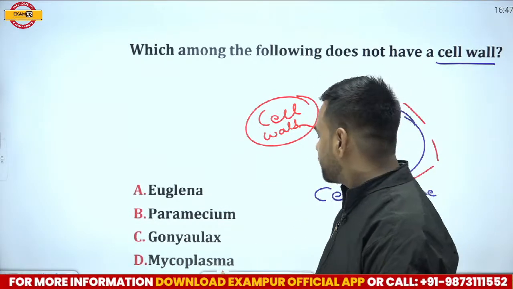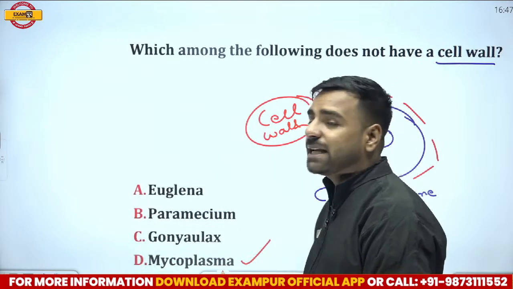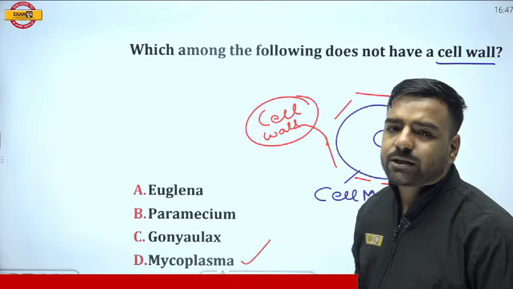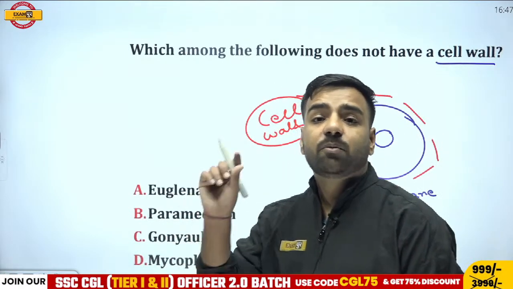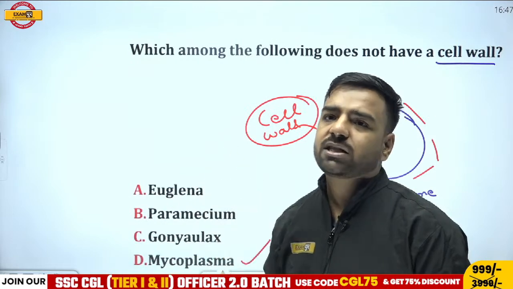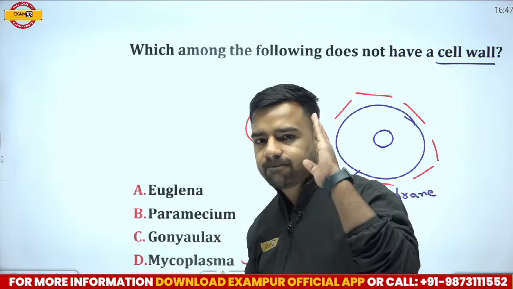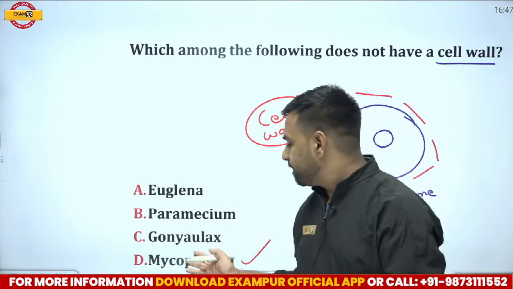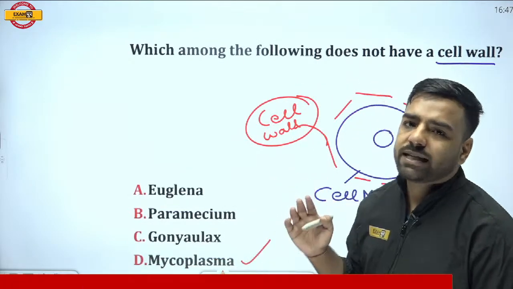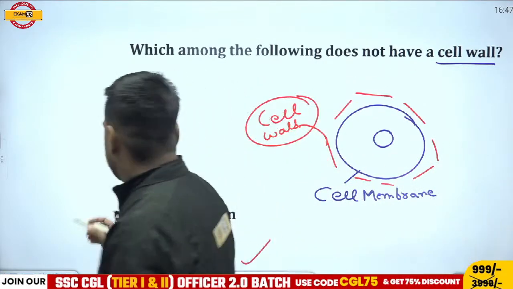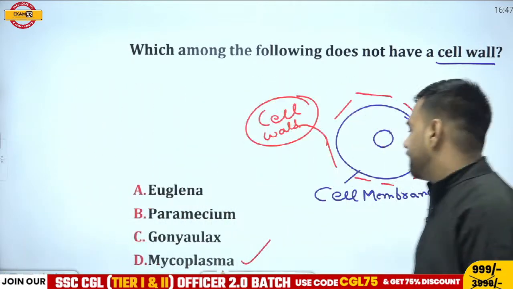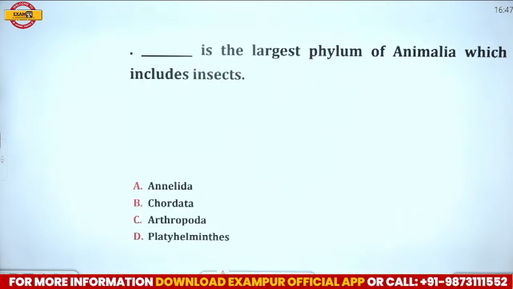So here, just have a look at the fourth option, that is mycoplasma. Mycoplasma is actually a bacteria, which is the smallest living cell. Jarsa has given the correct answer. Awesome, Jarsa, very good. What was that? Mycoplasma. So it is the smallest living cell, right? So here option number D was the correct answer. Let's have a look at the next question.